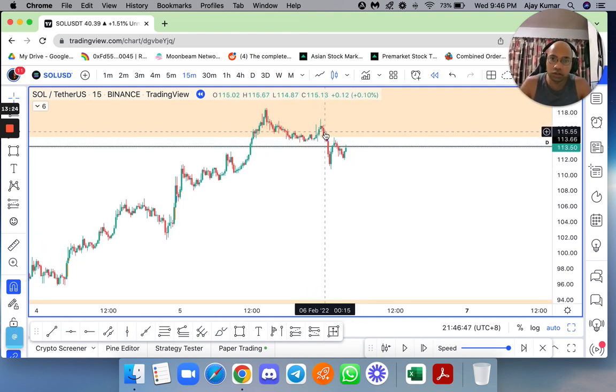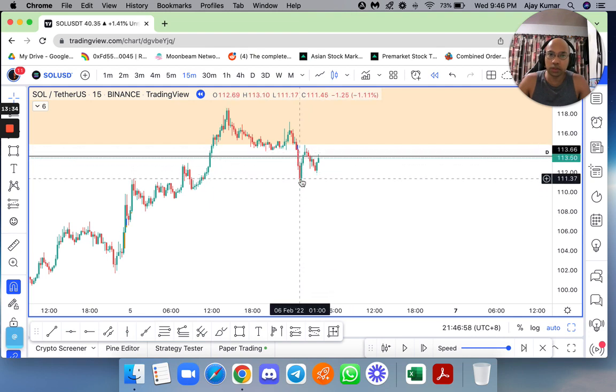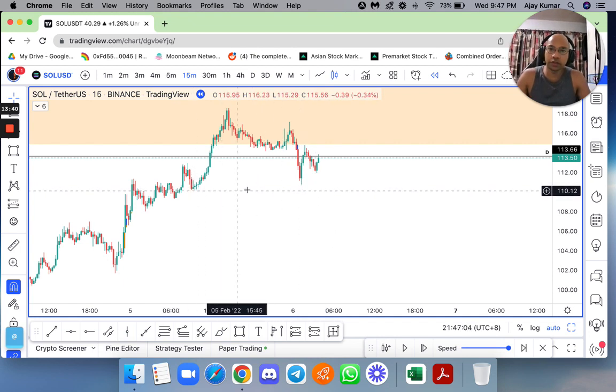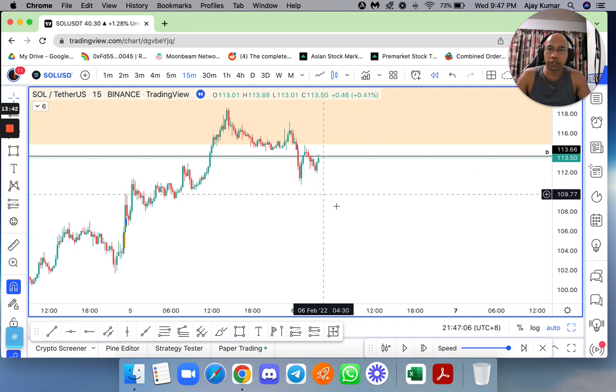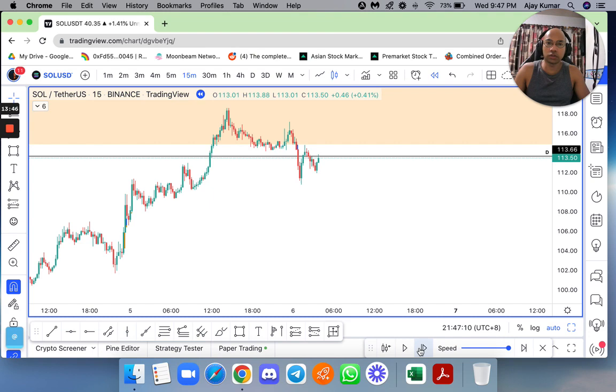and I don't feel like entering here, even though there's a displacement here, a sudden drop, but it didn't break this low. If it had broken this low, I would have taken a shot, but I don't want to take a shot right now. Let's see what price does.